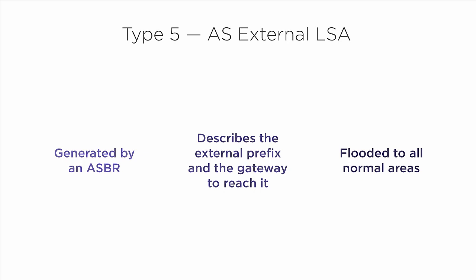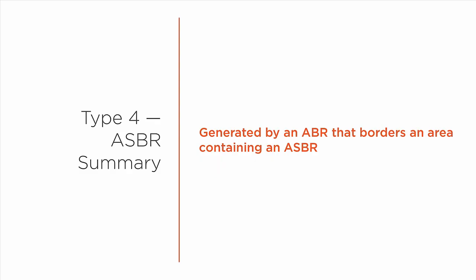The Type 5 AS External LSA describes the external prefix and the gateway to reach it. Type 5 LSAs are special in that they are flooded to all normal areas. Unlike LSA types 1, 2, and 3, which stay within an area, Type 5 LSAs are flooded to all normal areas. Now, I mentioned that the Type 5 LSA contains both an external prefix and the gateway needed to reach it. Well, that gateway, or next hop, must be reachable from within the OSPF domain.